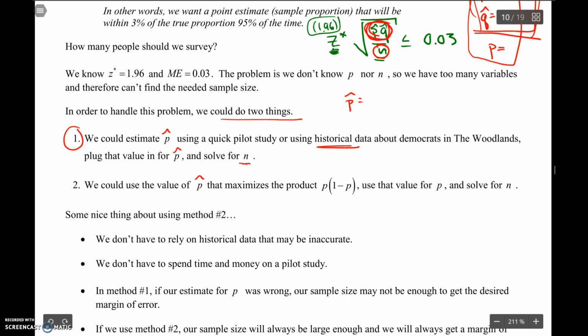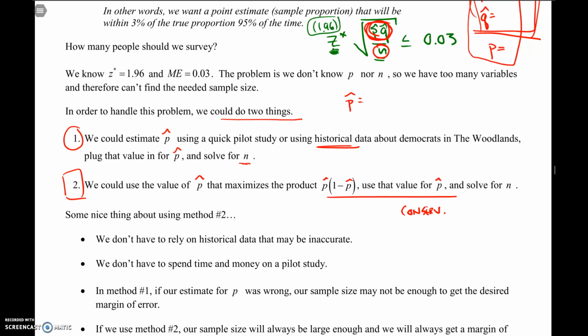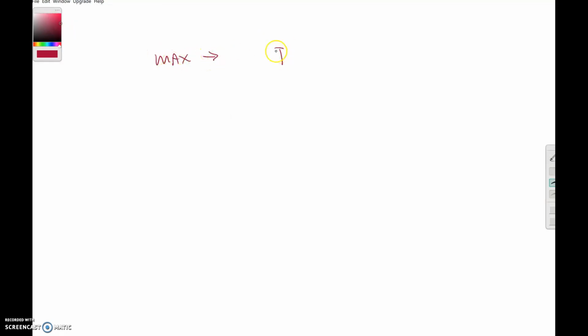Alternatively, we could use the value of p-hat that maximizes this product, p-hat times q-hat, and then put in that p-hat and solve it for n. This is a conservative approach, a worst case scenario approach. But we should talk about what value of p-hat maximizes that product. So this is actually a little bit of math in statistics for a change. Woohoo! We want to maximize p-hat times 1 minus p-hat, this relationship.